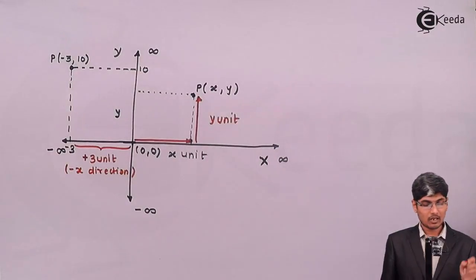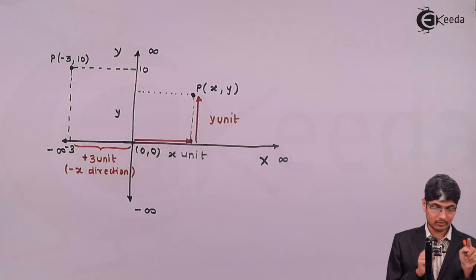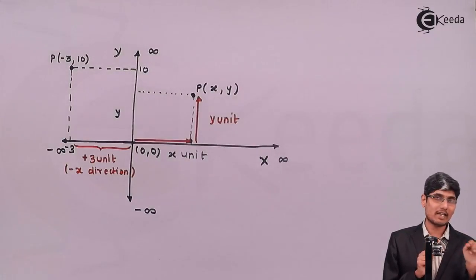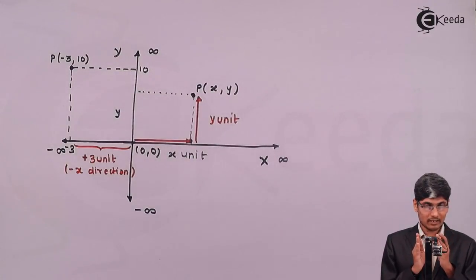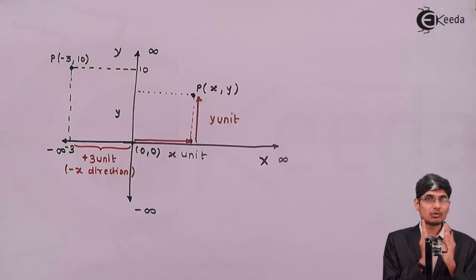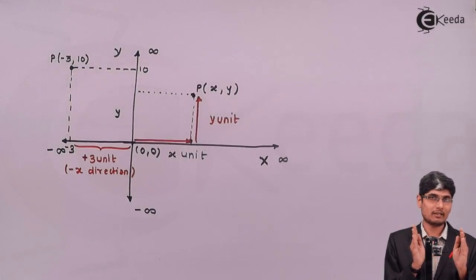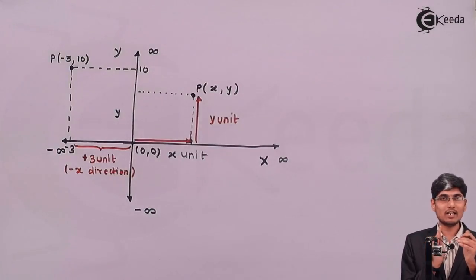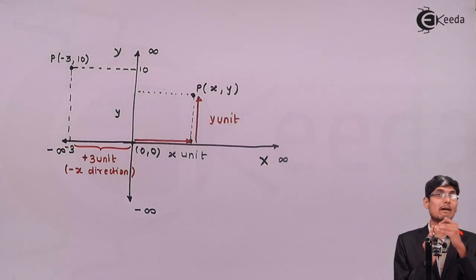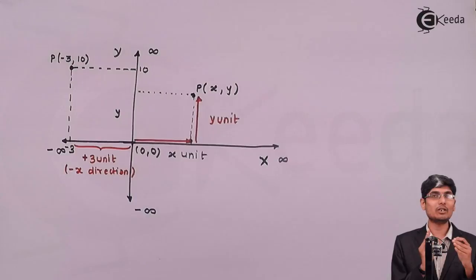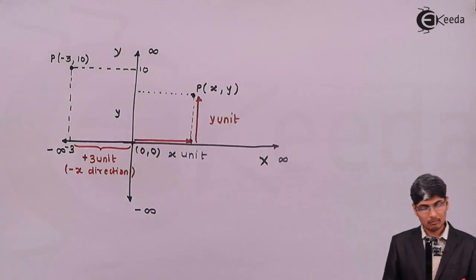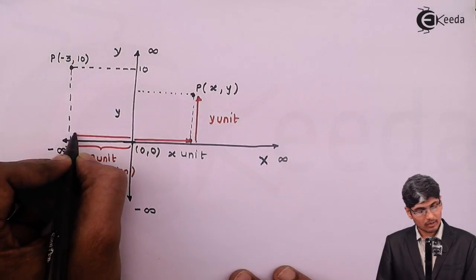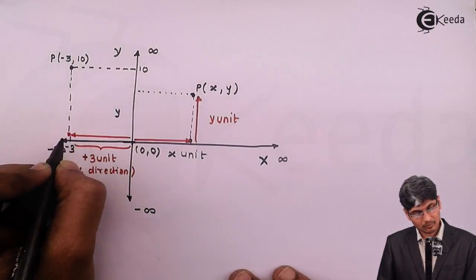I walked 3 units, okay? But in which direction? I walked in the minus x direction. So the directionality has the minus sign. 3 does not have a minus sign. 3 is a magnitude. What is having a minus sign? The directionality. I am walking in the minus x direction, 3 units. But where will I reach? If I walk this much, I will reach up to this point.